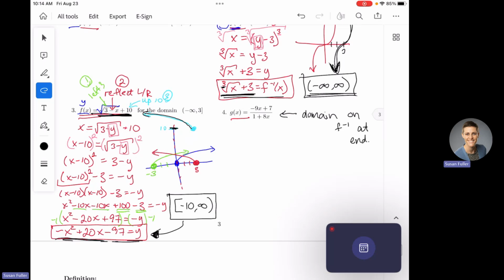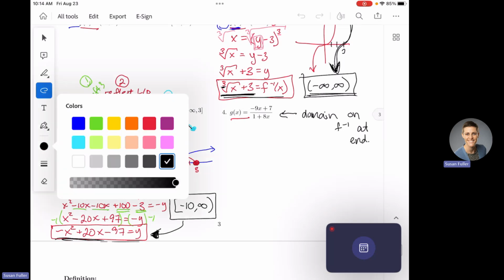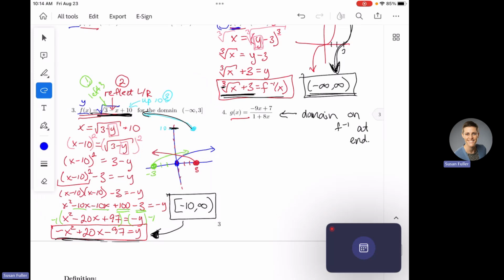Only with rational functions, I don't want you to worry about the graph to get the range. Nothing weird is going to happen on rational functions. It's mostly going to be square roots that you have to worry about. So with rational functions, just apply your domain rules, and it'll be fraction rules that you're applying to your inverse function at the end.